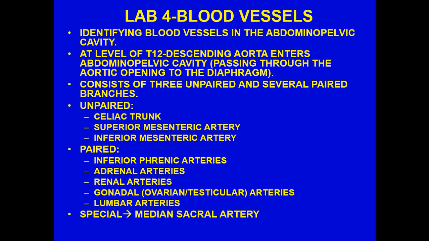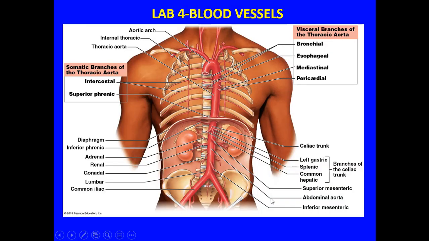Paired usually are existing because they're feeding organs that exist in part on the left as well as the right, such as the gonads, the kidneys, and the adrenal glands. Unpaired because they stretch out in a large branch pattern to meet up with the needs of the digestive organs, etc. So you have the celiac trunk, superior and inferior mesenteric artery. Also, you have a special arrangement here of the medial sacral artery. So you can see you have the superior mesenteric, the inferior mesenteric here.